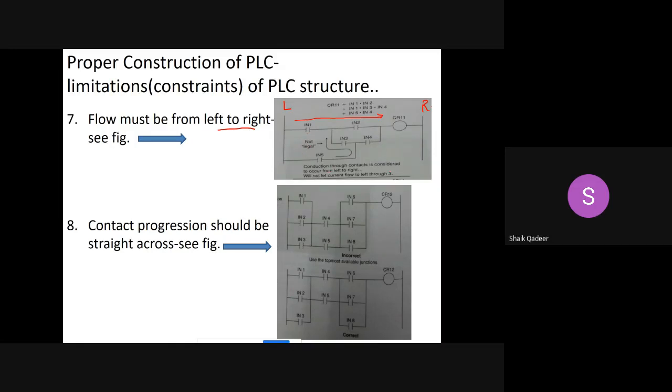Conduction through contact is considered to occur from left to right. It will not let current flow from left through 3 into, again, left. That has to be avoided. Hope it is clear to everybody. Contact progression should be straight across.